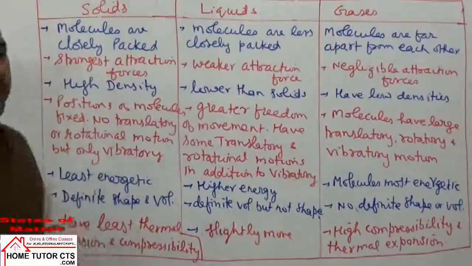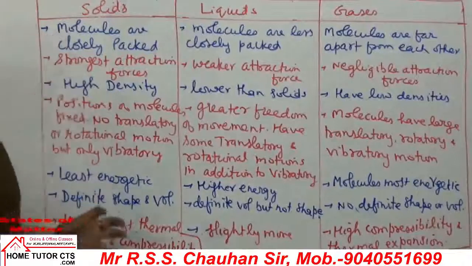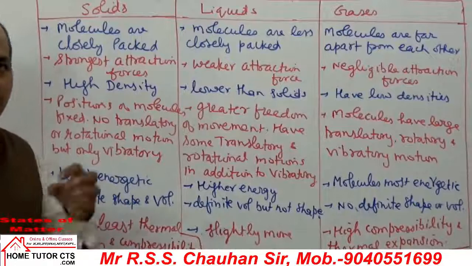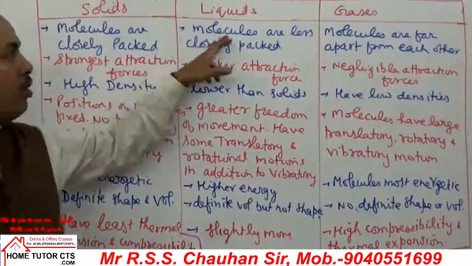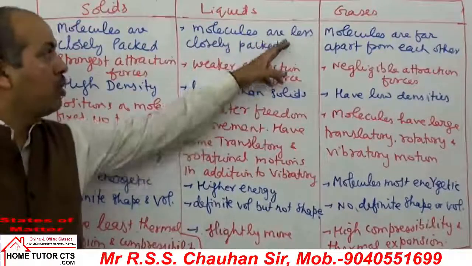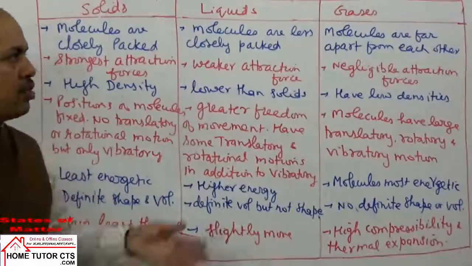बहुत सिंपल है. पहले क्या होता है, in the solid state or solids, the molecules are closely packed. They are not able to move from their positions. They are held tightly in fixed positions. यहाँ पे क्या होता है, in liquids molecules are held loosely or they are less closely packed. Example, see water. Molecules can move in the given state.